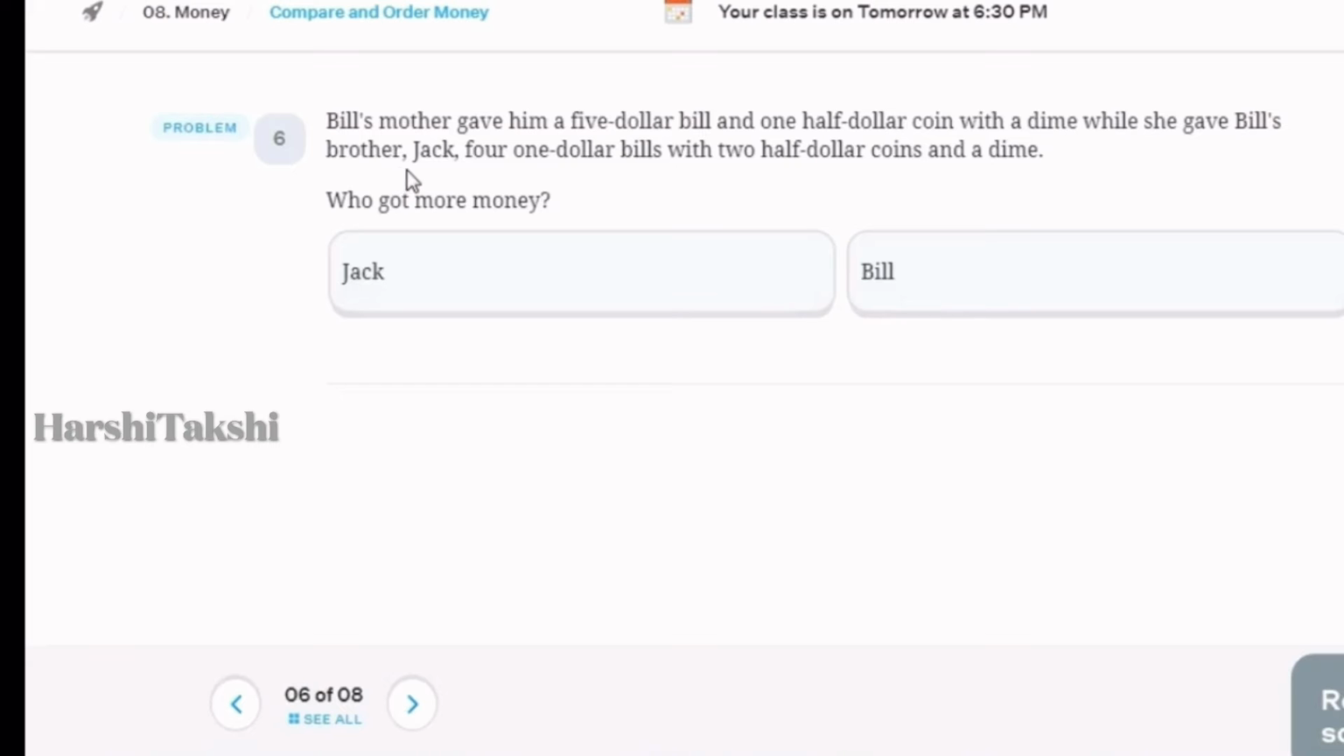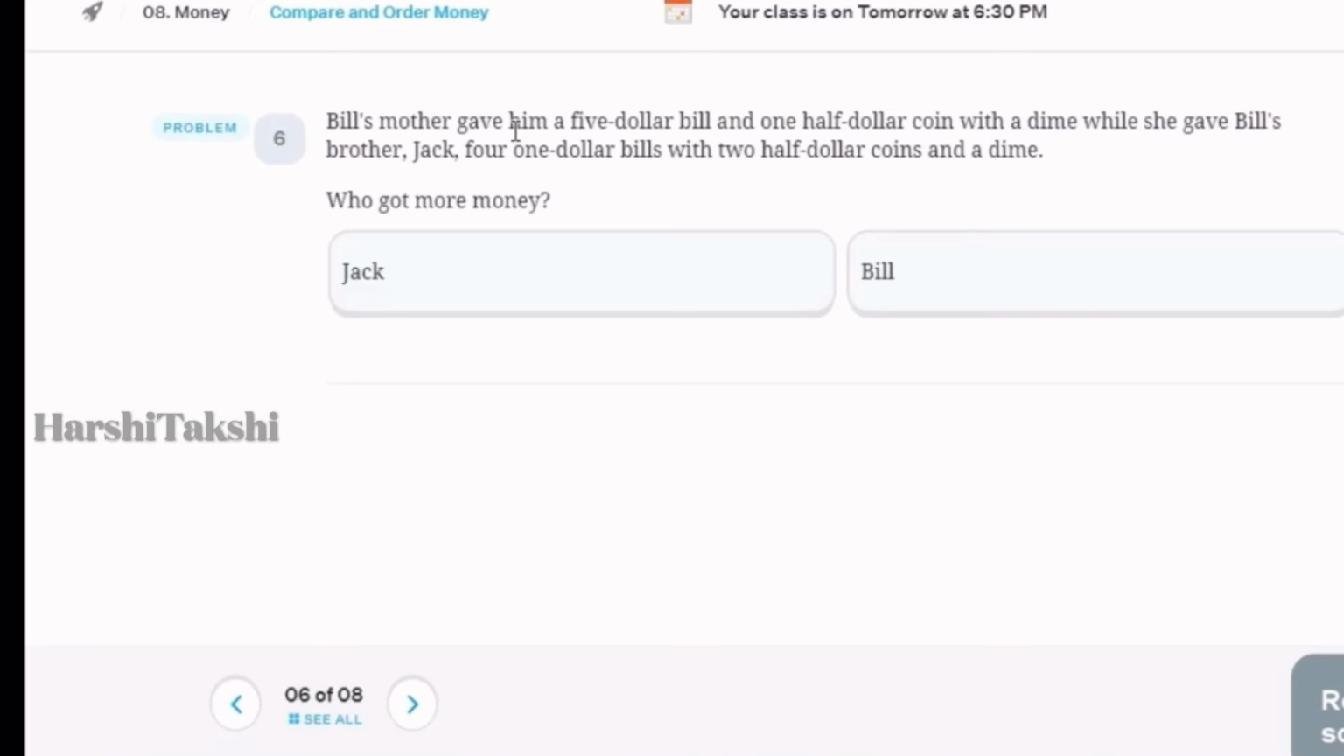Bill's mother gave him a $5 bill, a $0.50 coin, and a dime, while she gave Bill's brother Jack $4, $1 bills with $2 half-dollar coins and a dime.